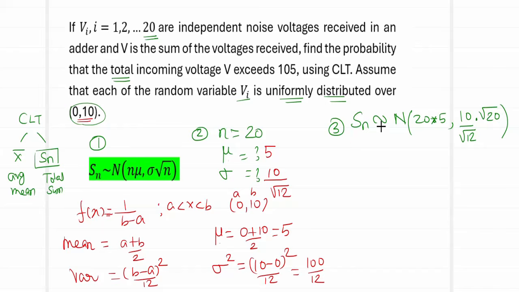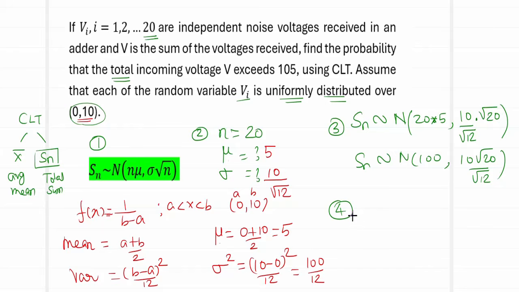So my Sn follows a normal distribution with mean 100 and standard deviation 10 root 20 divided by root 12. So this is my step number 3. Step number 4. What is step number 4?